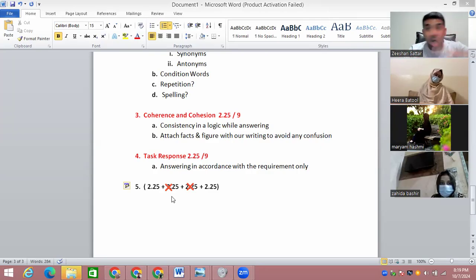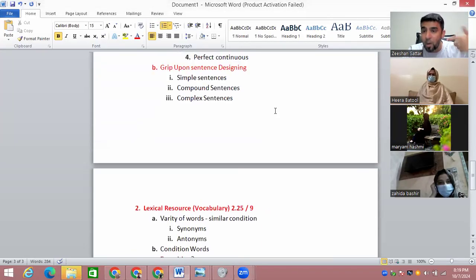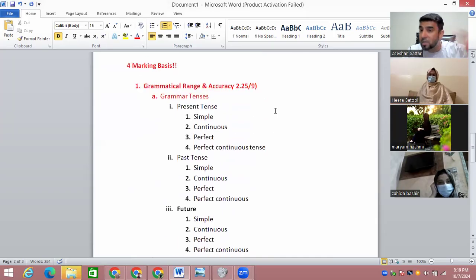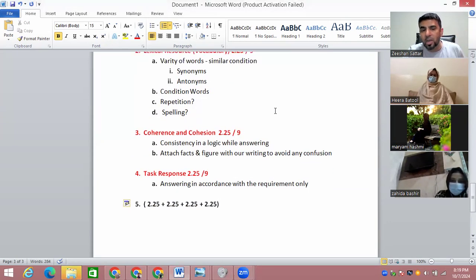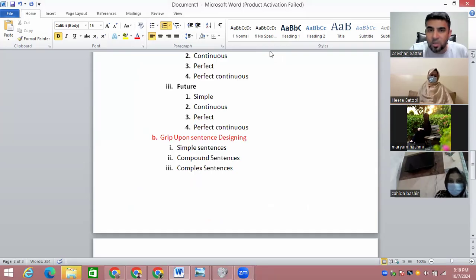And if somebody now asks me, sir, what are the common mistakes of the writing exam? I'm going to answer on the basis of the same criteria that I've written here. But first, I will take your questions, and then I will proceed further. So what I have explained to you are the four marking criteria of the IELTS writing exam, whether it is a summary, a letter, or an essay. Number 1 is grammatical range and accuracy. Number 2 is the lexical resource. Number 3 is coherence and cohesion. Number 4 is the task response. I would be very happy to answer any question from any of my students.